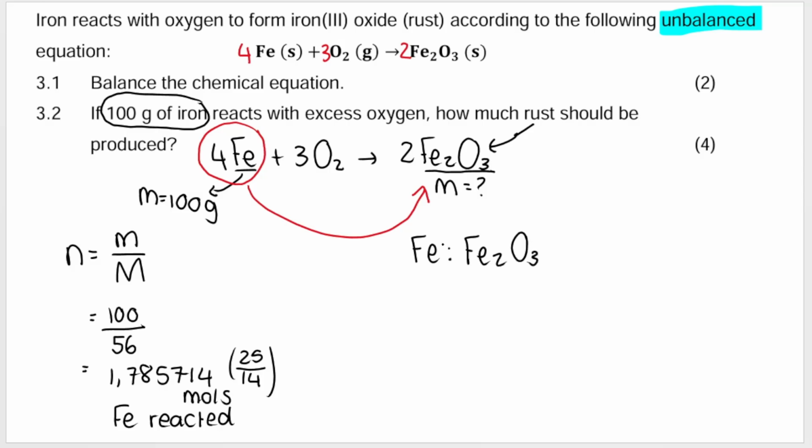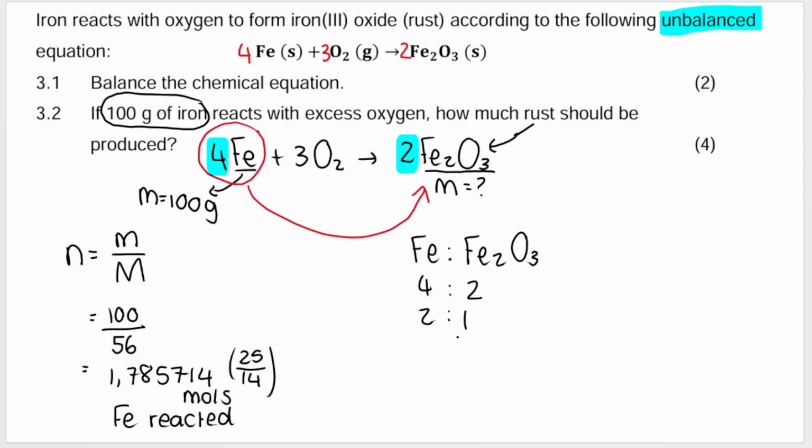So we're going from iron to iron oxide. Tell me what things are in your mole ratio. Tell me what you're going from to what you are working out. And then you write your mole ratio, and that comes from the balanced chemical equation. So 4 to 2. You may simplify that. That is a 2-to-1 ratio.